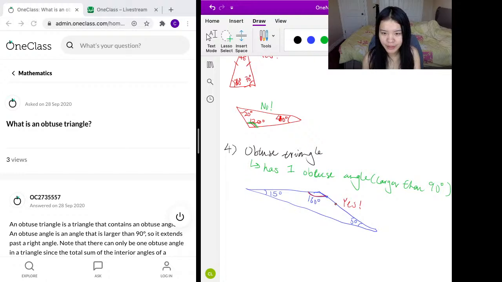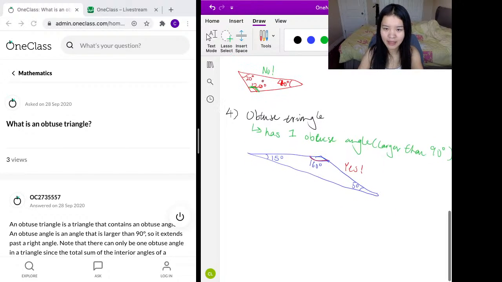Now you might be wondering, can an obtuse triangle have more than one obtuse angle? The answer is no. Why not? Because the sum of the angles in a triangle has to be 180 degrees, which means a triangle can only have one obtuse angle. So the obtuse triangle just has one obtuse angle.